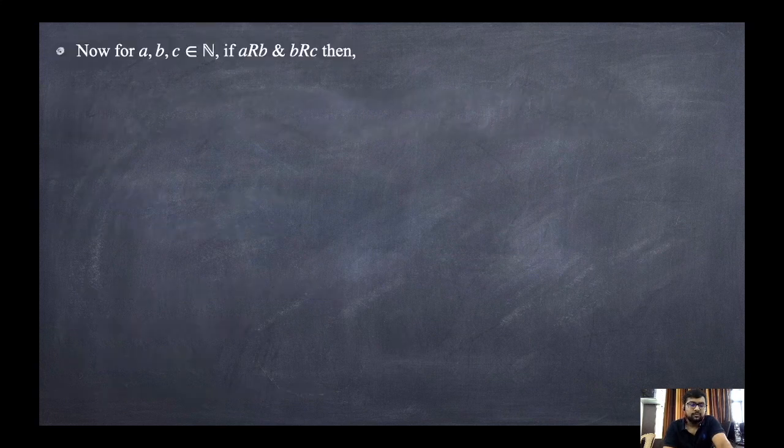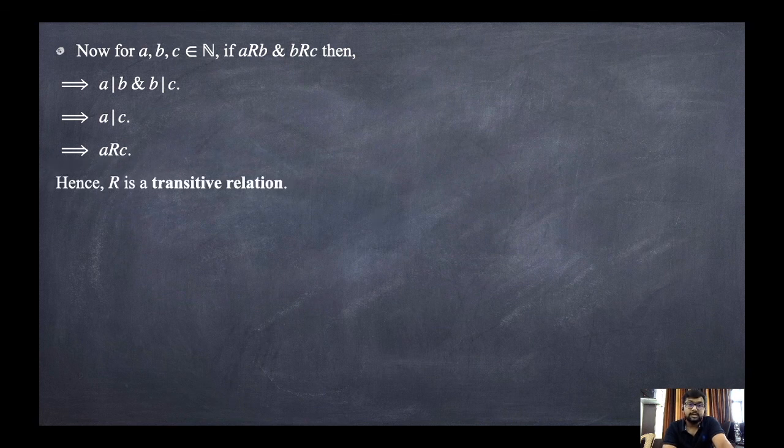And the third one, for transitivity, we need to take three elements. So let A, B, C belong to N. If A is related to B and B is related to C, then by the definition of the given relation, A divides B and B divides C. And it is very obvious that A divides C. You can take any example, like 1 divides 5 and 5 divides 10, so 1 divides 10. Now 3 divides 9 and 9 divides 18, then obviously 3 divides 18. So it will be proved in any case. That means A is related to C. So hence R is a transitive relation.